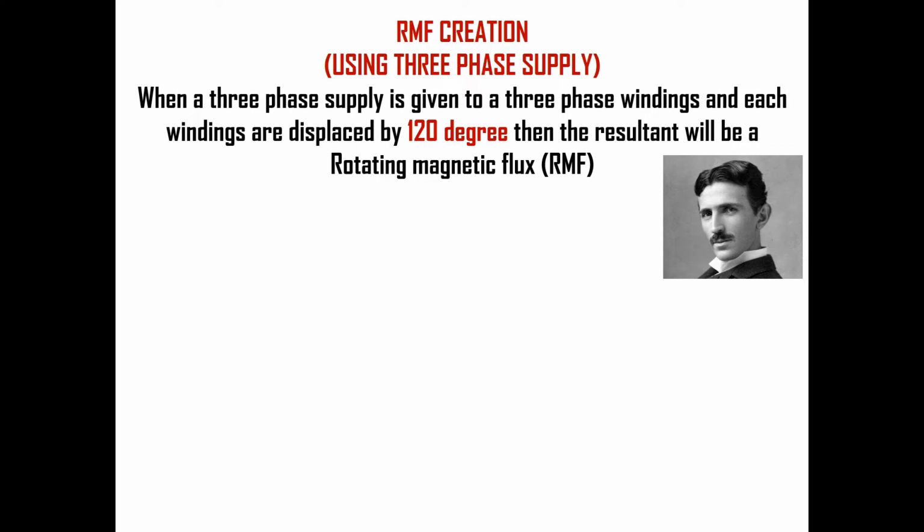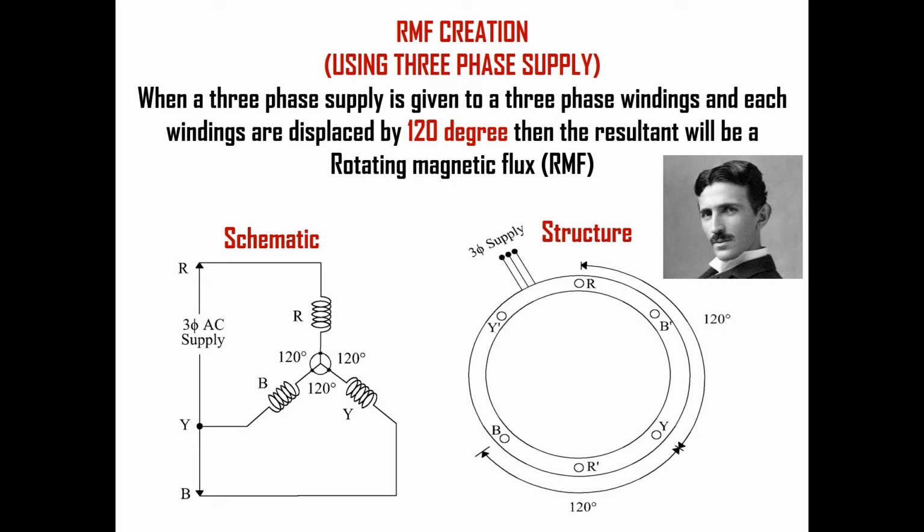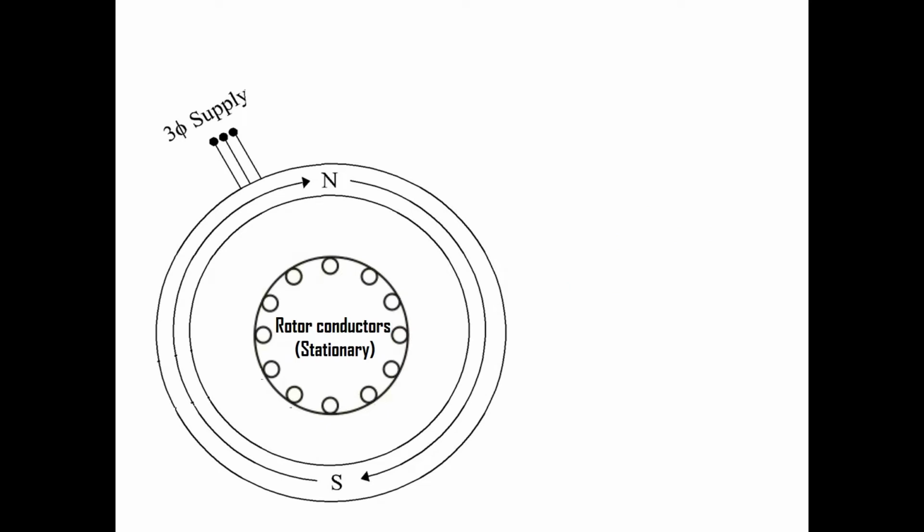Okay, let's see that in a schematic diagram. Here, three-phase AC supply is given to three-phase windings R, Y and B, and each winding is displaced by 120 degrees. So this circuit will give RMF. Let's see how it is implemented in the stator of an induction motor. Here you can see three windings formed by R, R dash, Y, Y dash and B, B dash, and each winding is displaced by 120 degrees. So if we give three-phase supply, then rotating magnetic flux RMF is created in the stator. RMF created in the stator can be considered as north pole and south pole of magnets rotating in clockwise direction. It is also possible to change the direction by interchanging any two terminals of the three-phase supply.